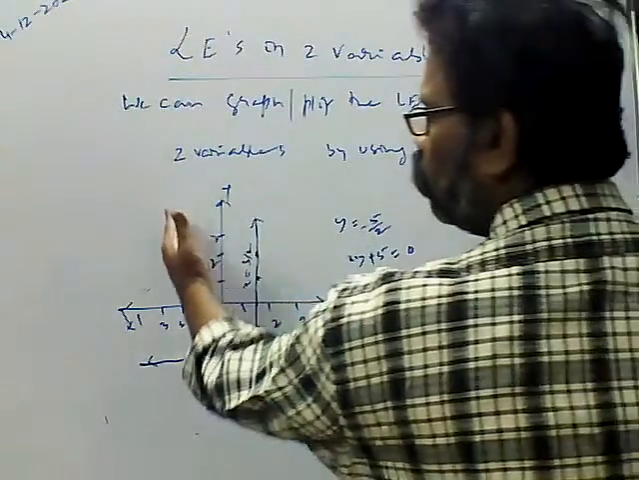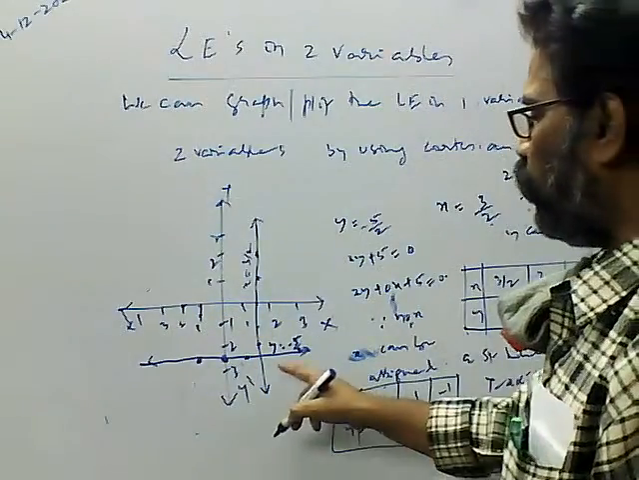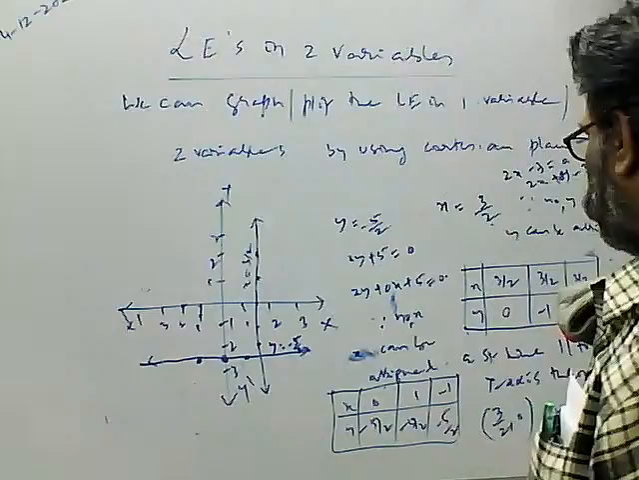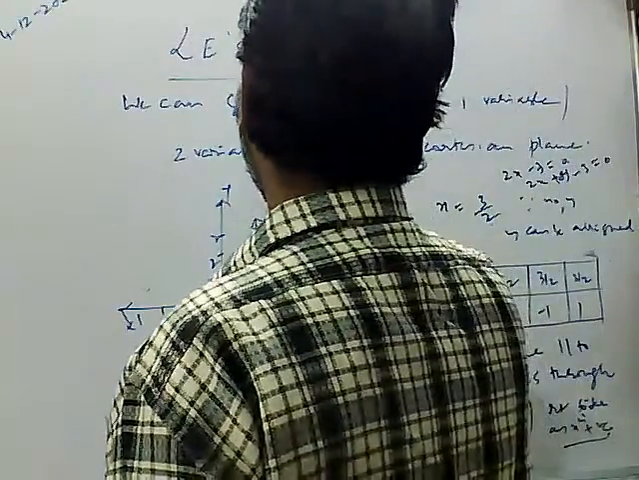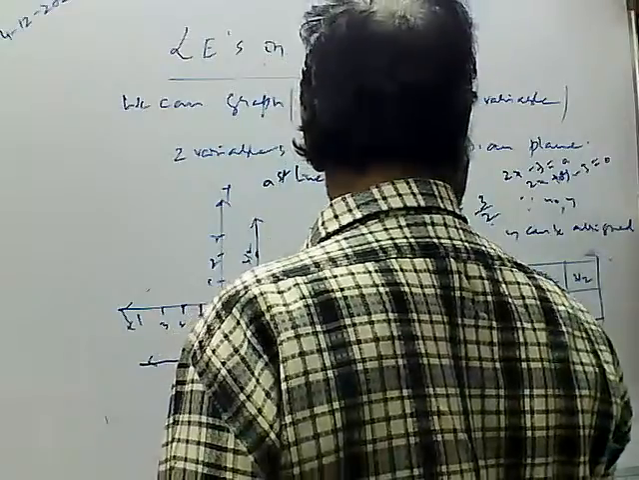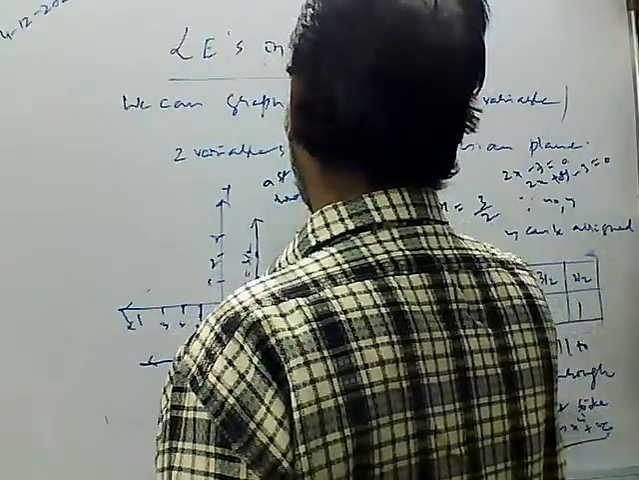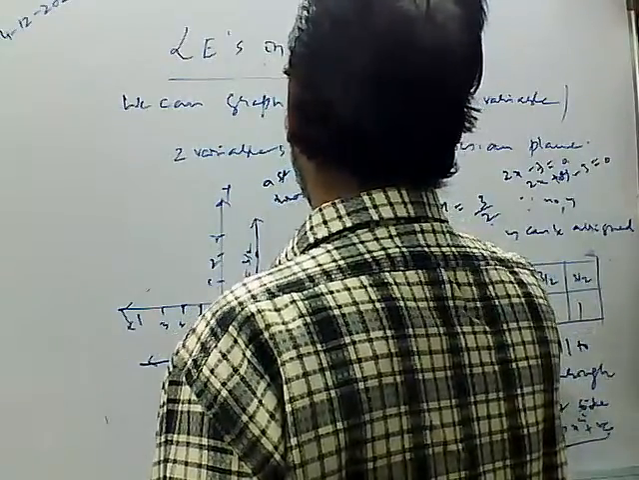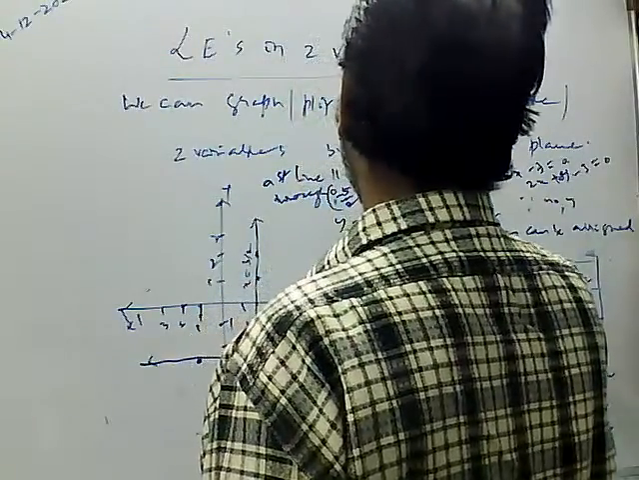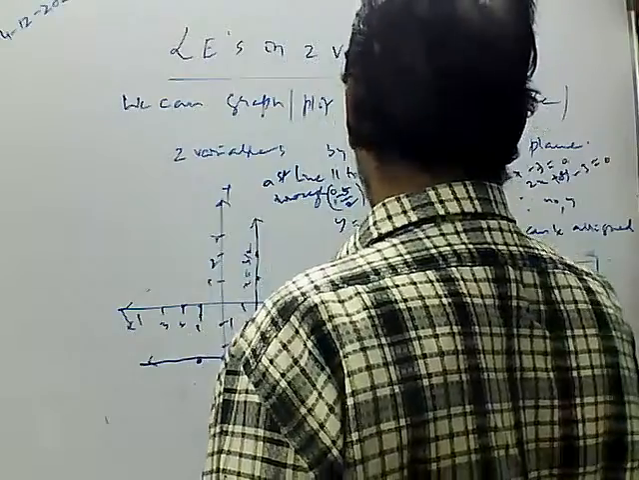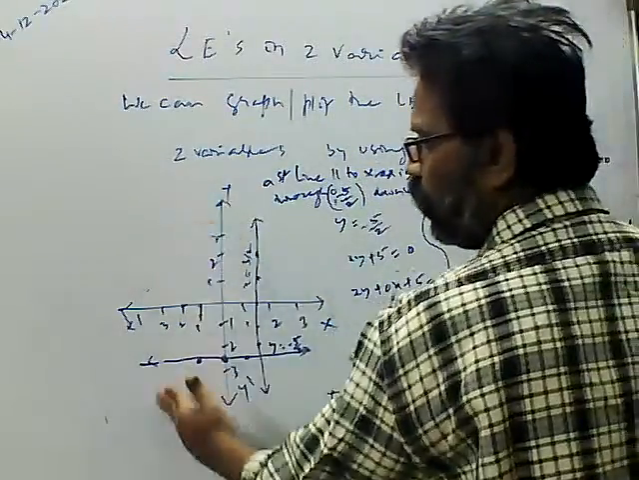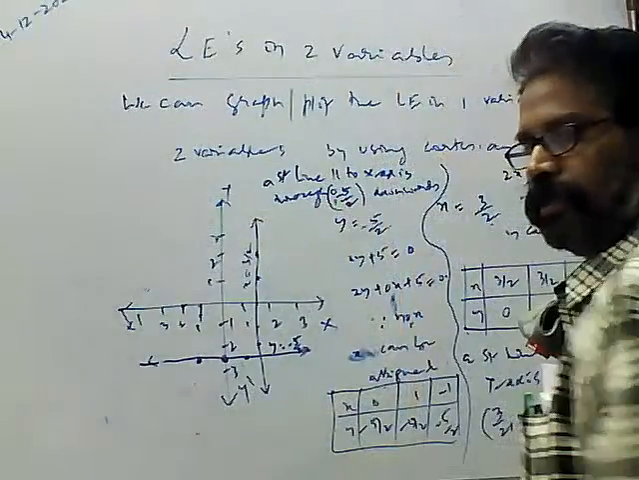Suppose x is negative, it will come to the left side. Similarly, y is minus 5 by 2, which is negative, so it goes downwards from the x-axis. So what you got? A straight line parallel to the x-axis through (0, minus 5 by 2), downwards. Understood or not? Similarly, x negative will come here, y positive will come here. Are you clear?